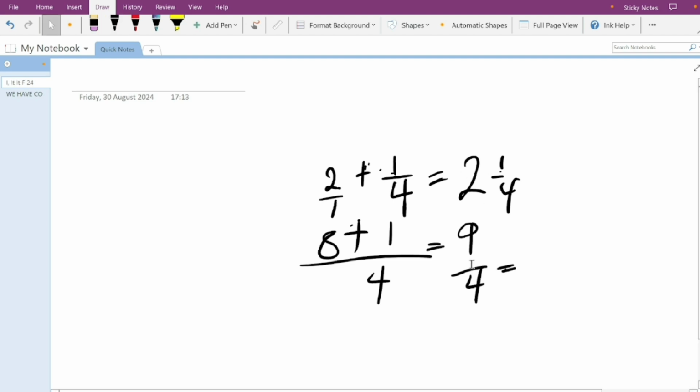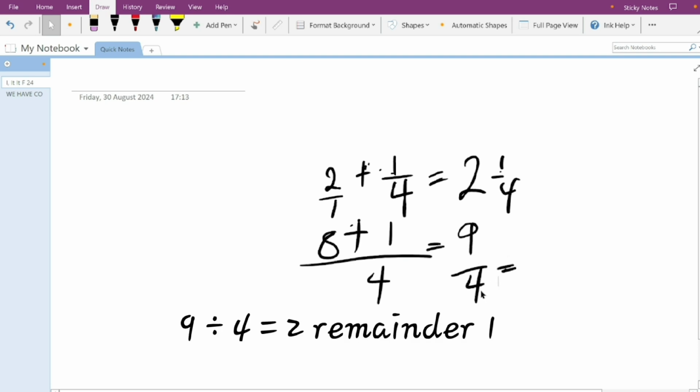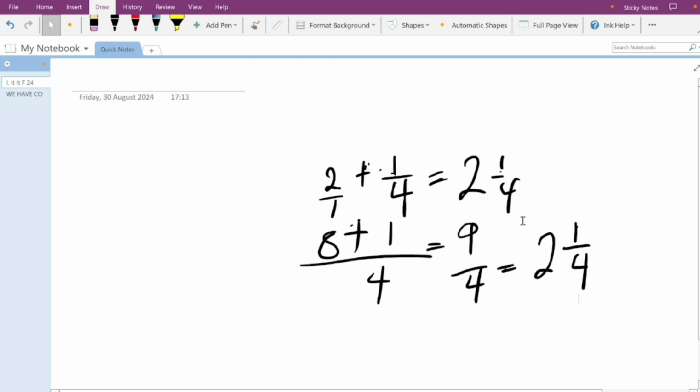We can't leave our final answer in this form. We have to convert it from this improper fraction, where 9 is on top, the bigger number is on top, and the smaller number is below, into a mixed fraction. We divide 9 by 4. Dividing 9 by 4 is 2, then the remainder is 1 over 4. So doing it either way, we still get the same answer. It just depends on how you understand your fractions.